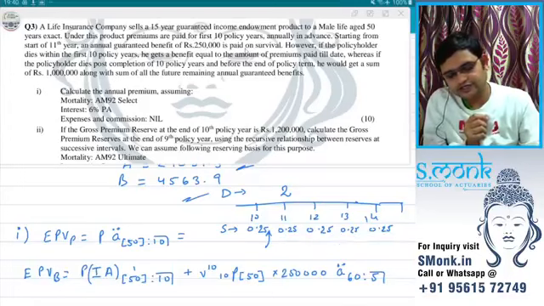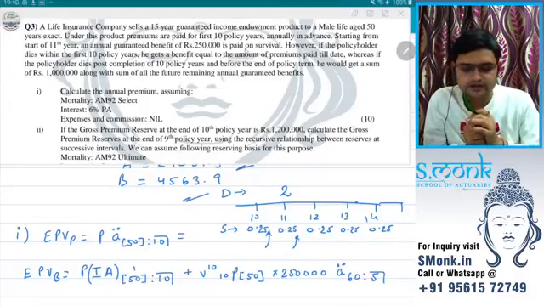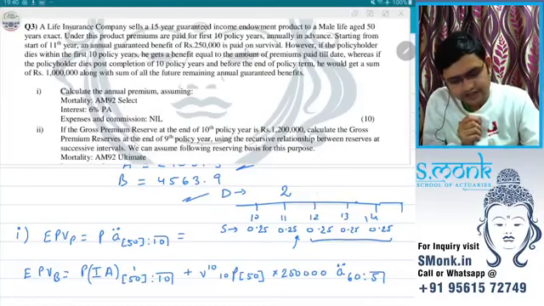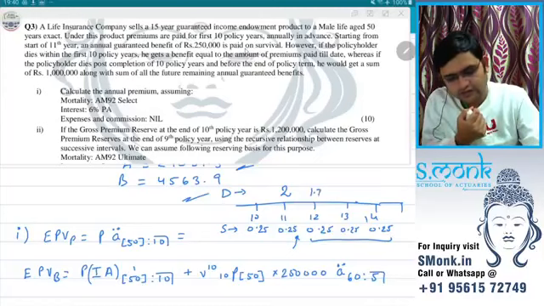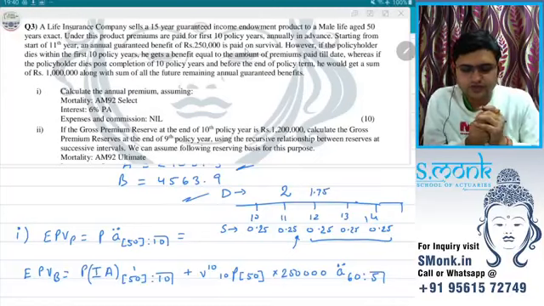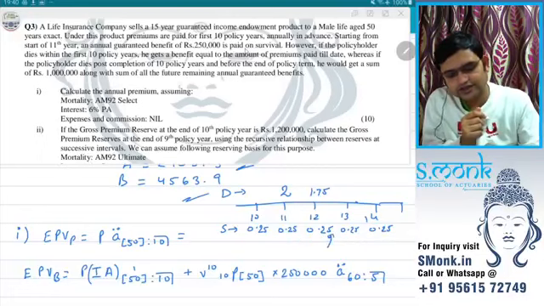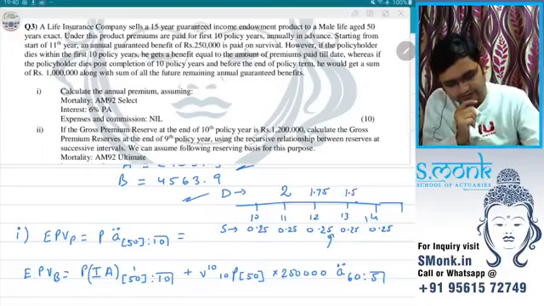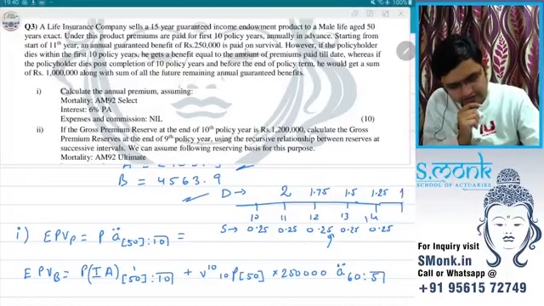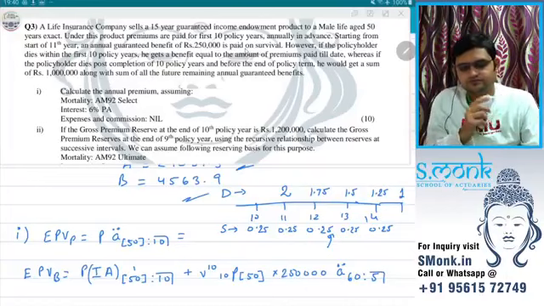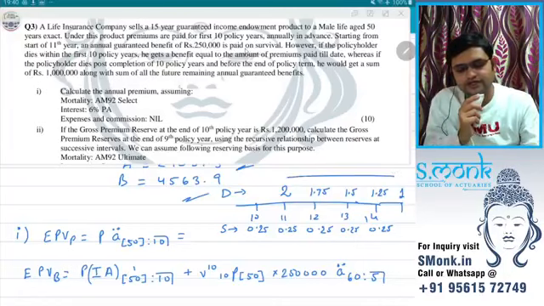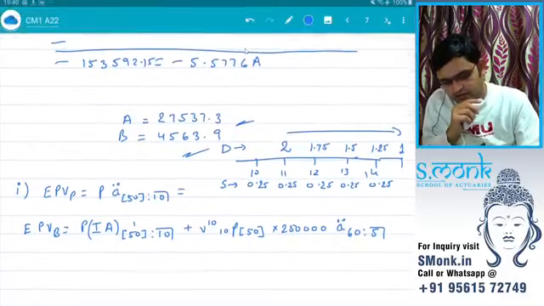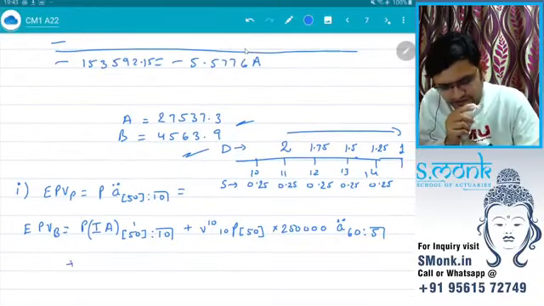What happens if the person dies between 11 and 12? If the person dies between 11 and 12, the person gets 1 million plus the remaining, that is this 1.75 million. If the person dies within the third year, that is between 12 and 13, the person gets 1.5. Here the person will get 1.25 and here just 1. So you can see the death benefit is nothing but a decreasing benefit, right? So I can say this is plus.